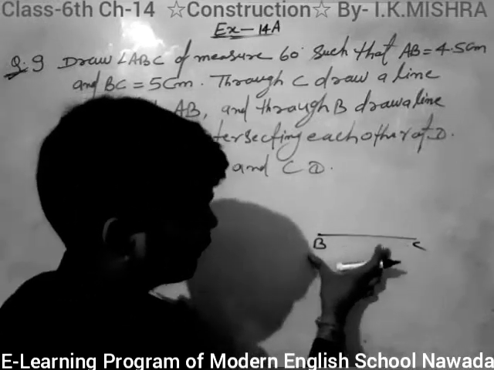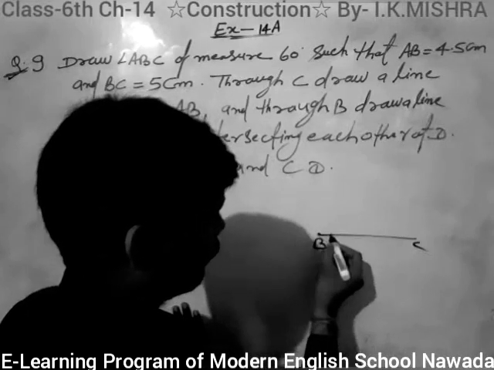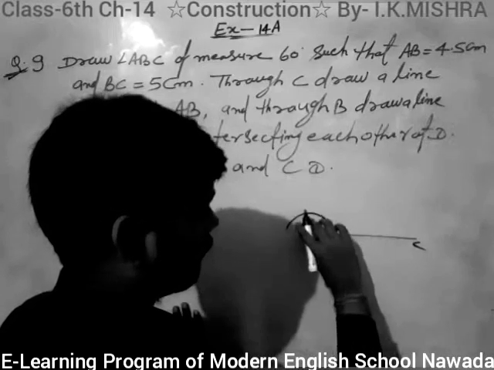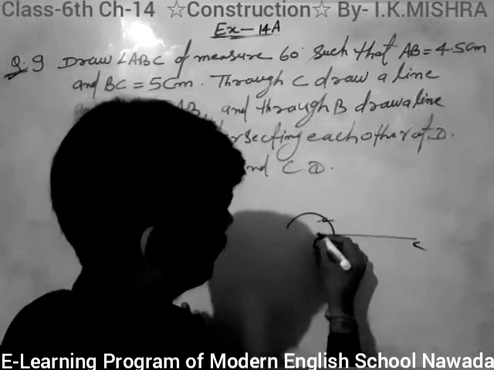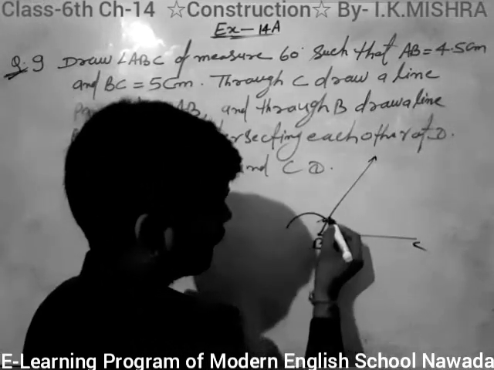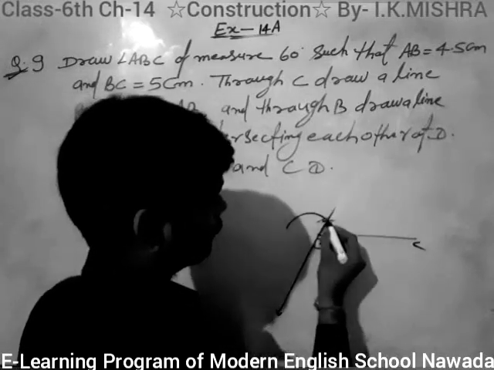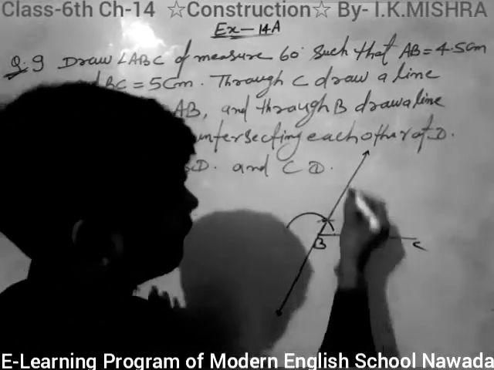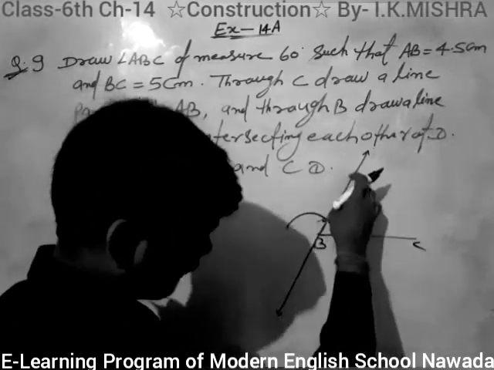So first of all, draw a line segment BC, and at the point B draw a curve using the compass, and the first point here is cut, and this is the angle of 60 degrees. Here you draw a 60 degree angle and draw a line. Produce the line in both directions.